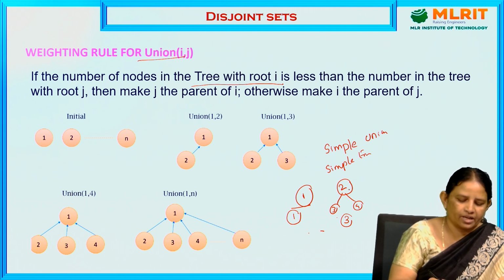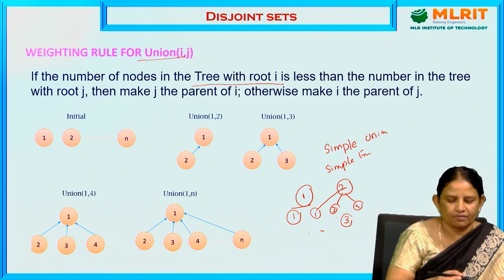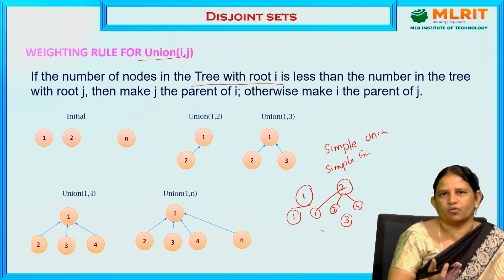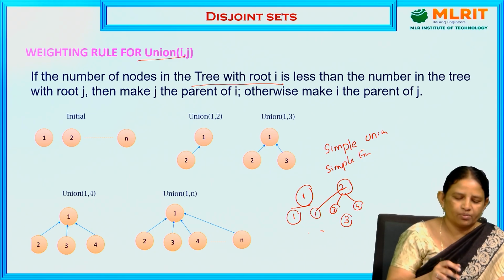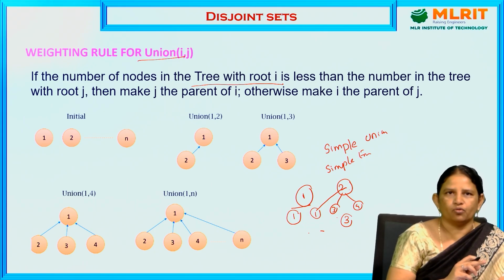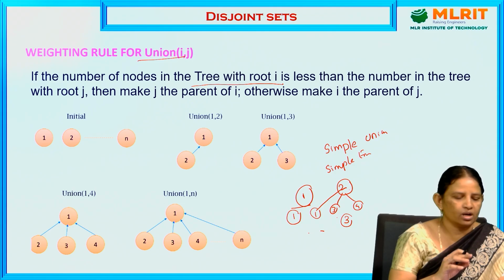This is the parent of i, meaning i's parent is 2. Otherwise, suppose the first tree contains more nodes than the second tree, then make i the parent of j. This is the rule we are going to follow. Let us discuss with the help of an example how the weighting rule will work to perform the union operation.